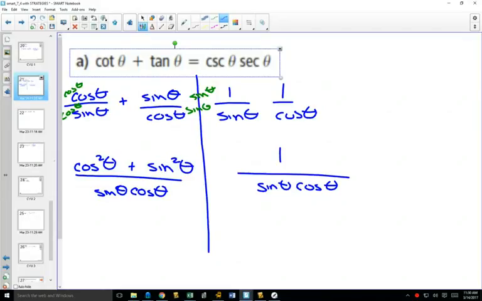So we notice now that our denominators are the same. All we have to do is make our numerators the same. And here's where a Pythagorean identity comes in. What is sine squared plus cos squared? It's equal to 1. So you can change that. 1 over sine theta cos theta. Therefore, the left side is equal to the right side. So for that one, that is probably the easiest strategy to go about this one, and it's what I would recommend for solving this one.